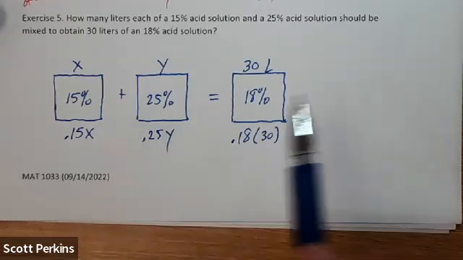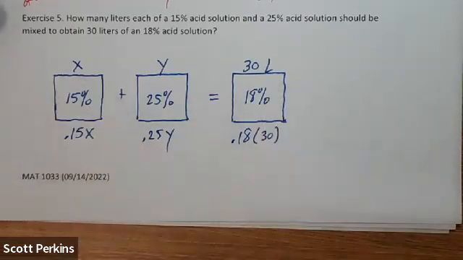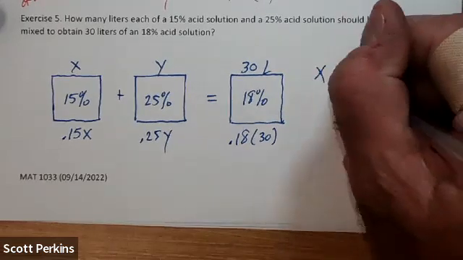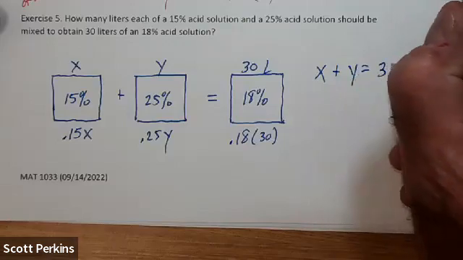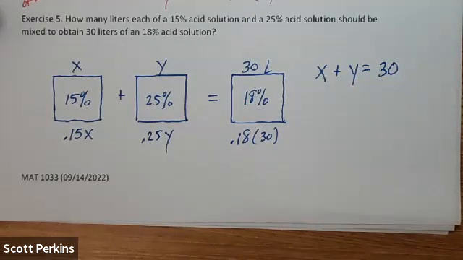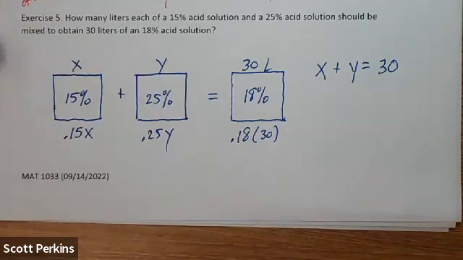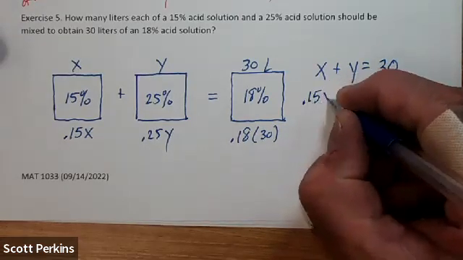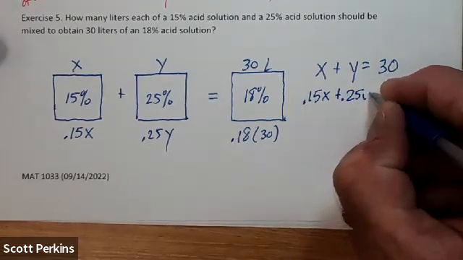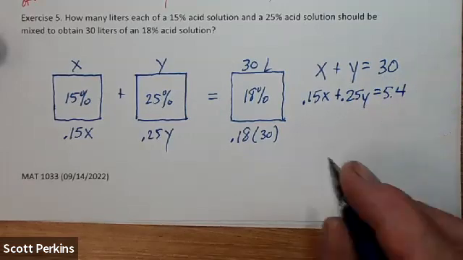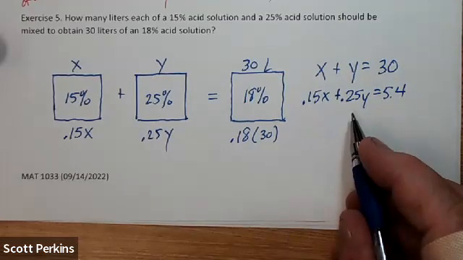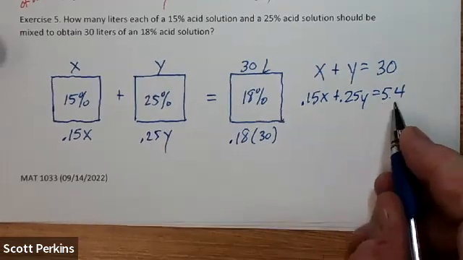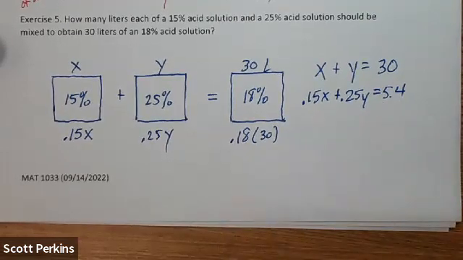So here are my two equations. What's the top equation that represents the total amount of substance? I'm just going to leave the L off because that's the units. But yeah, x plus y is 30. That's perfect. Well said. Thank you. And then what's the equation that represents the amount of acid? Perfect. So 0.15x, the first box, plus 0.25y, second box, is 5.4, which is what 0.18 times 30 is.